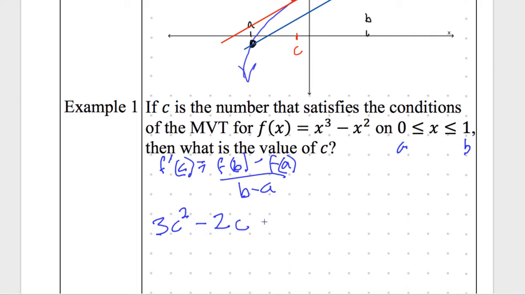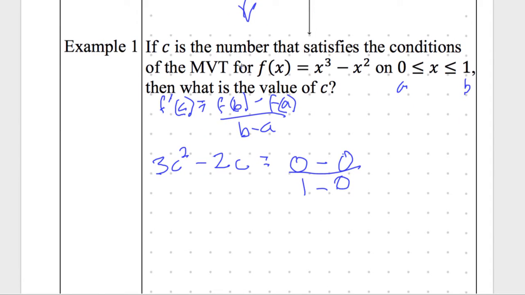That's the left-hand side. The right-hand side, I'm plugging in b, I'm plugging in this 1 into this function. So f of b, 1 cubed is 1, minus 1 squared is 1. So 1 minus 1 is just 0. Here's f of b, that's 0, minus f of a, that also is 0, because plugging in 0, 0 minus 0, 0. All this is going to be divided by 1 minus 0. This is 0 divided by 1 on the right-hand side, which means it's just 0 on the right-hand side.